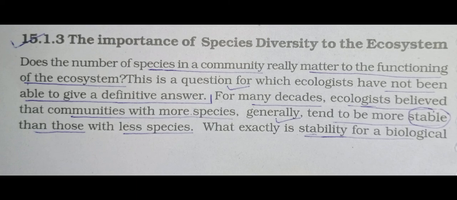Again, for MCQs, two names are there, then some characters of a stable community and some work done by the scientists. The two names are David Tilman, and the second one is what? The second one is Paul Ehrlich. Okay, so this question is completed here. Thank you very much.